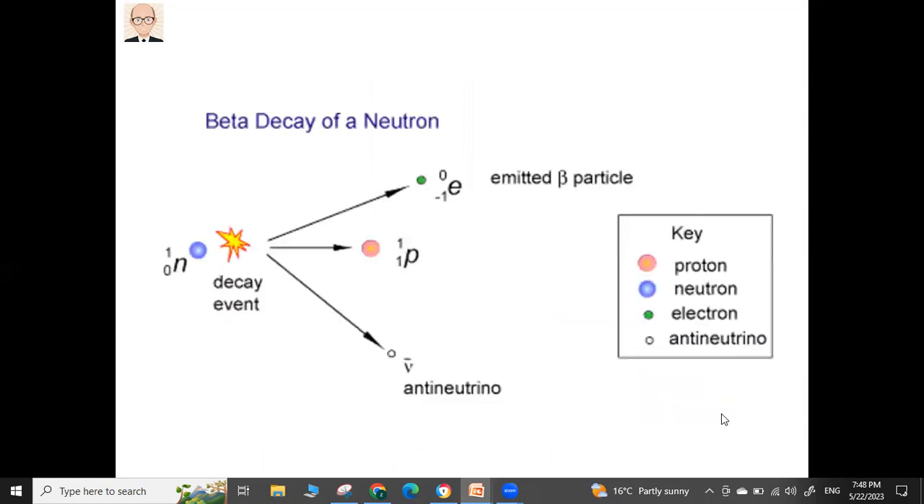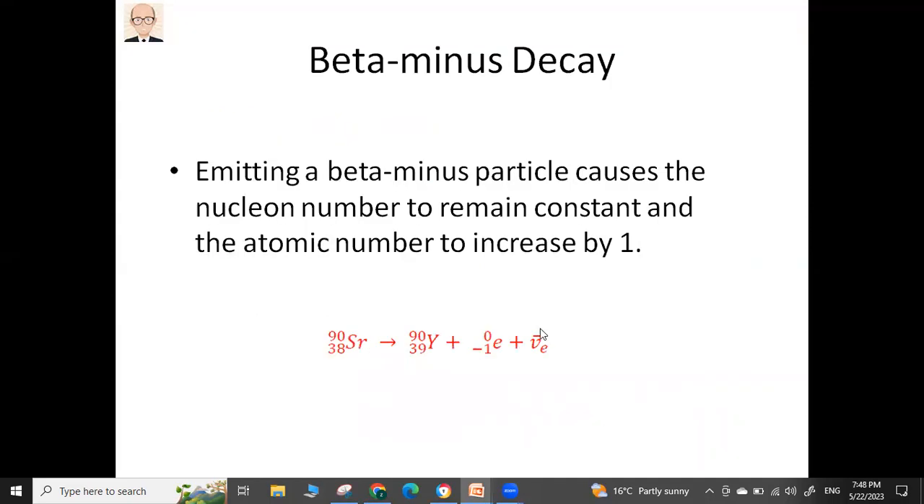If you look at the beta decay of a neutron, we said in beta minus decay, a neutron changes into a proton, and we have an electron and an electron antineutrino released. In symbols, emitting a beta minus particle causes the nucleon number to remain constant and the atomic number to increase by 1.